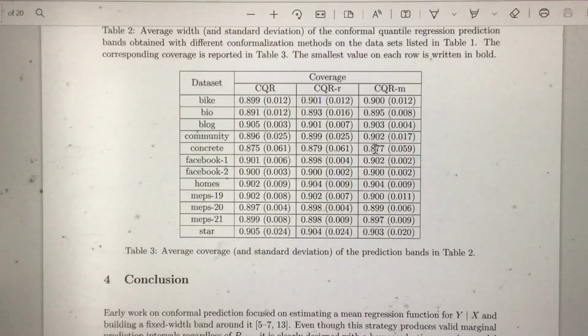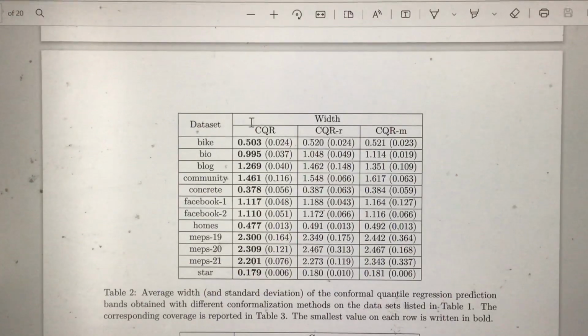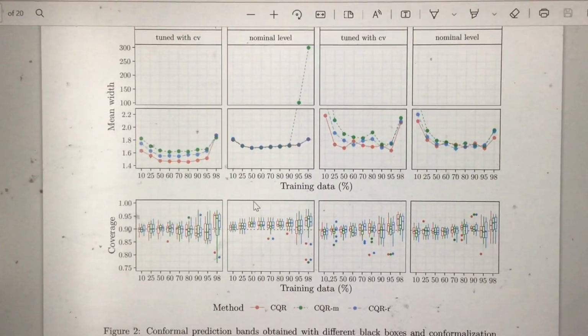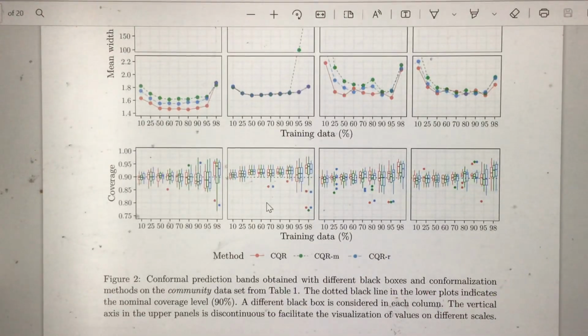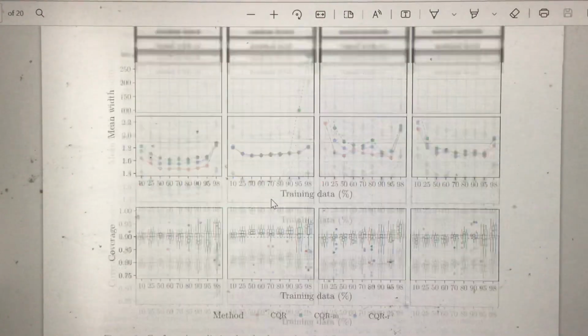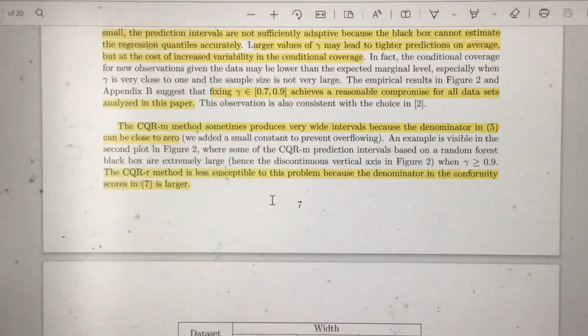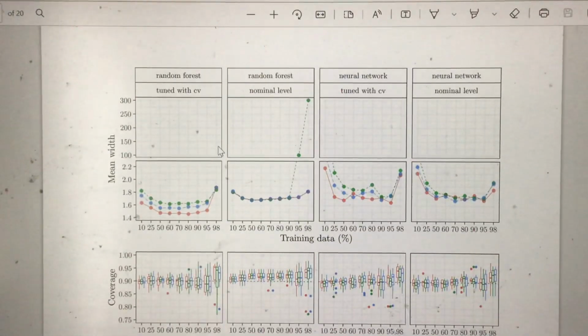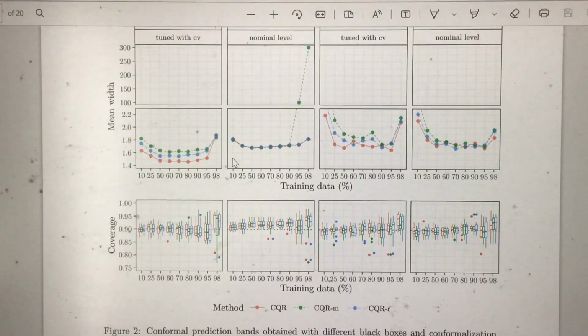Also for the coverage, I think all three look similar, right? But the average length is significantly better, and we can see that from here. This is from one of the data sets. Let me check. This is the community data. So this is the community data for each pruning parameter.